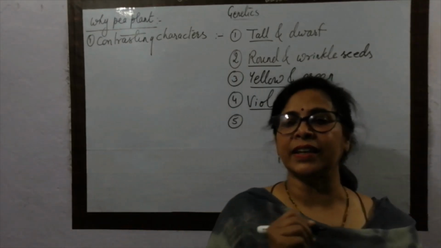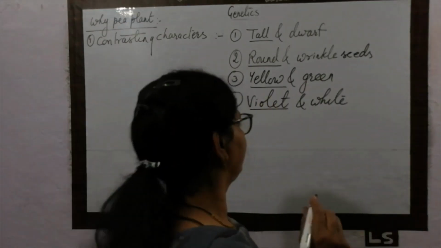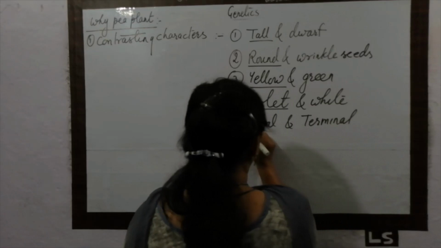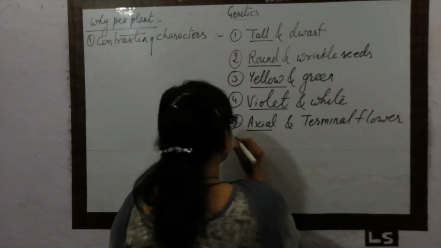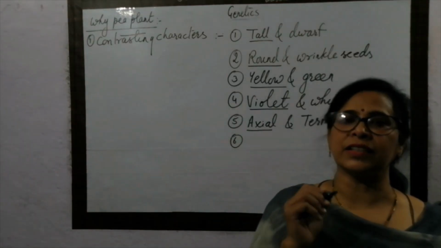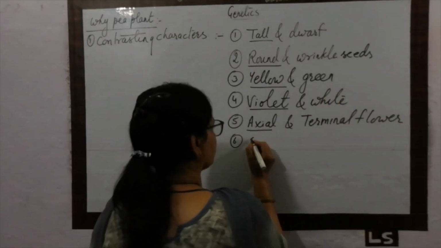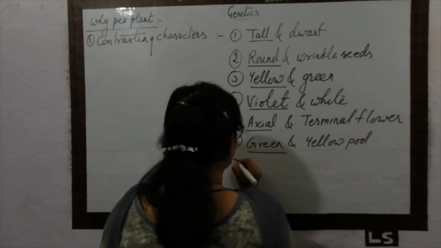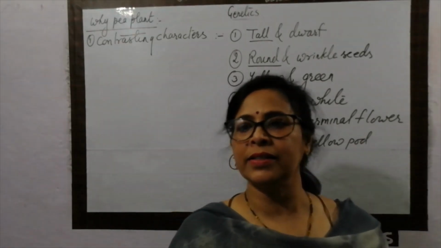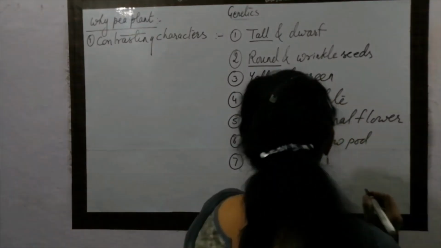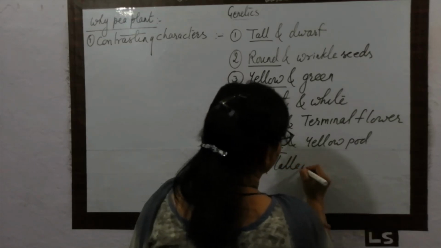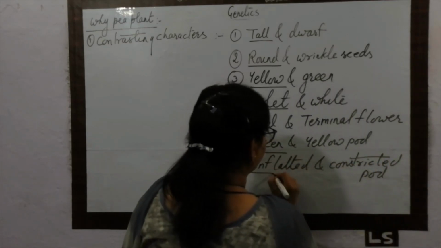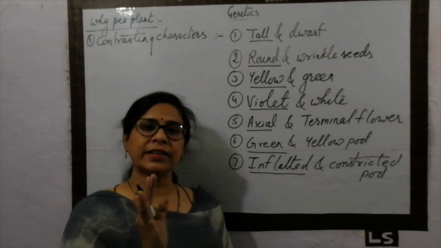The fifth contrasting character selected by Mendel is axial and terminal, and this is about the flower. Axial and terminal flower. The sixth character chosen by Mendel is the green and yellow pod. And the seventh and last contrasting character selected by Mendel is inflated and constricted pod. These are the 7 contrasting characters selected by Mendel.